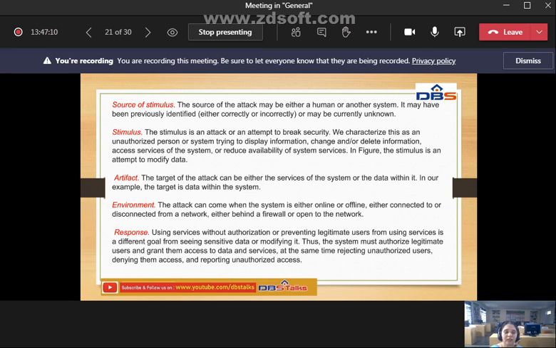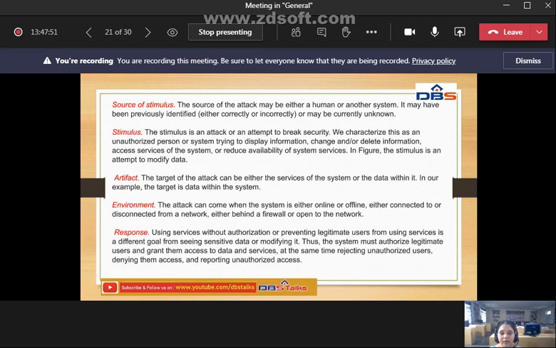So, these are all problems occurred by unauthorized users. They are trying to change our information, or sometimes they want to access particular information without permission, or reduce the availability, or delete the information. Without permission, without authorization, they want to do this type of activities. The stimulus is an attempt to modify the data. So, according to the above diagram, the stimulus is nothing but an attempt to modify the data.